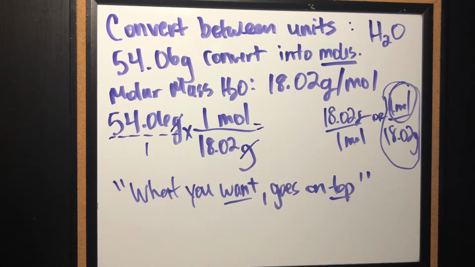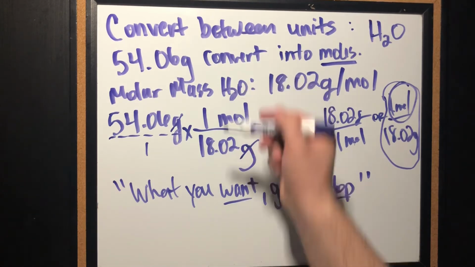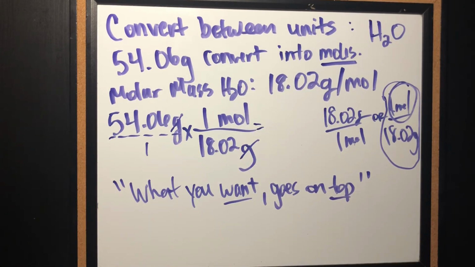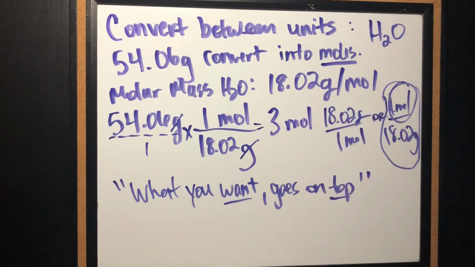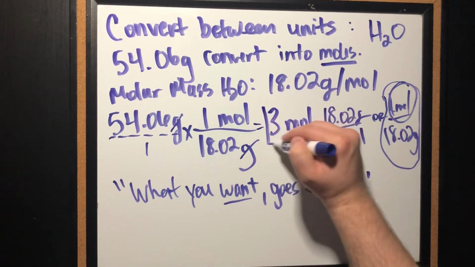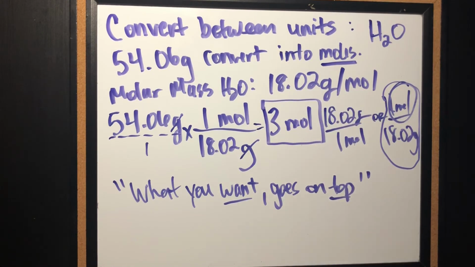54.06 multiplied by 1 over 18.02, which is the same thing as dividing. You should get 3 moles. That would be your answer there. Moles are not always a nice, pretty whole number. You could have a decimal, so just keep that in mind.